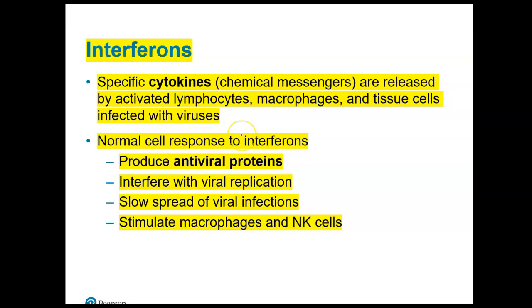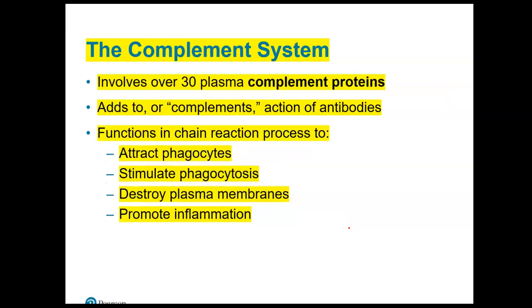The normal cell response to interferons is to produce antiviral proteins to interfere with viral replication, so that the virus can't make more virus, which is what makes you sick anyway. They slow the spread of viral infections, and also stimulate macrophages and NK cells, which is an example of chemotaxis.